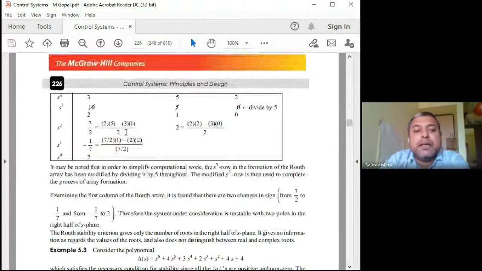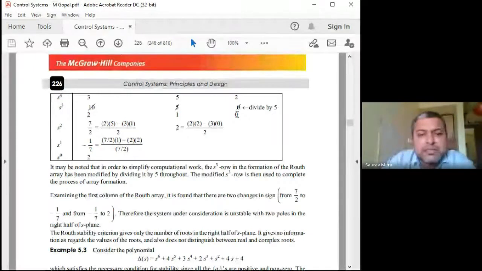Now do this Routh table. First is 2 into 5, that is 10, minus 3 into 1, so minus 3, divided by 2. So what you are finding first is 7 by 2. Next is 2 into 2, that is 4, minus 3 into 0, that is 0, divided by 2. So the second is 2. So what is the third row now? Third row is 7 by 2 and 2. What is the second row? Second row is 2 and 1.